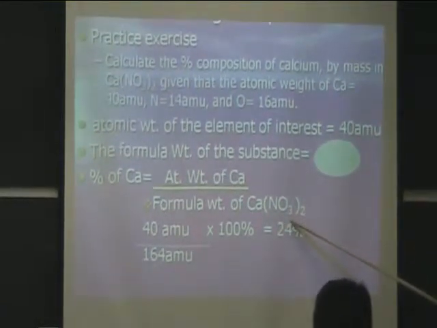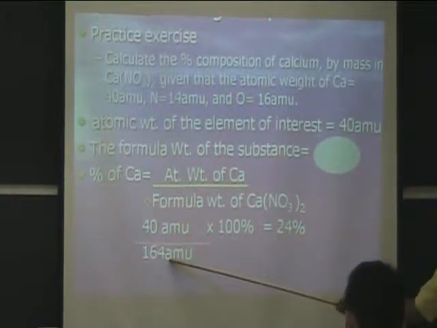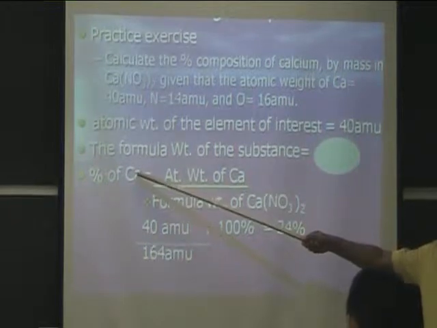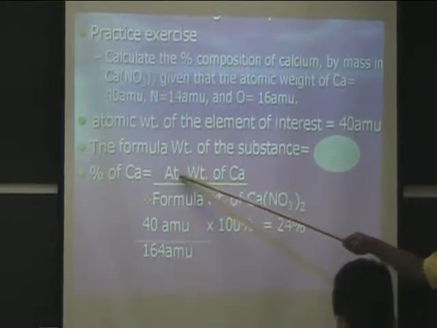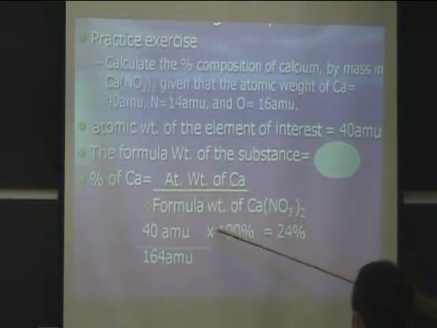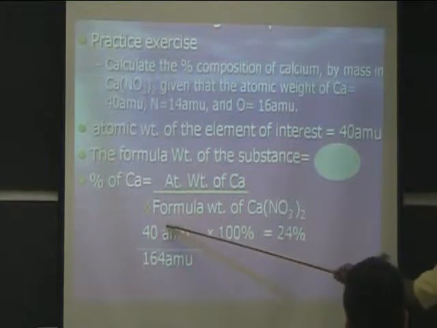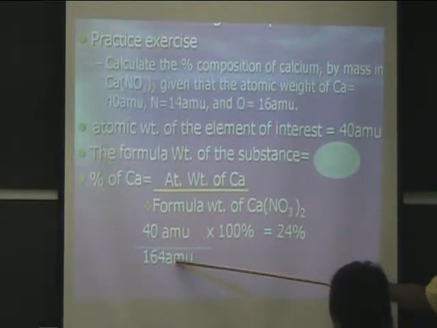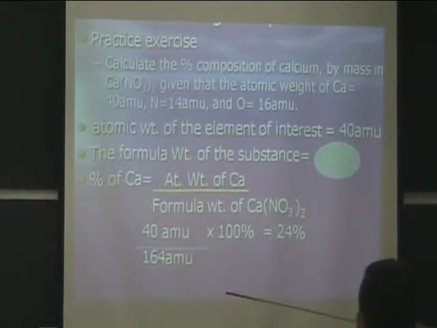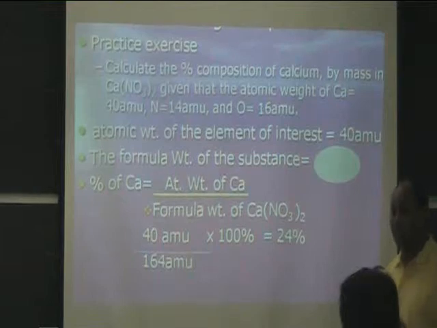6. So the total formula weight is written here. The percent of the element of interest, in this case calcium, is going to be the atomic weight of calcium divided by the formula weight of calcium nitrate times 100, which is 40 divided by 164 times 100. That's how we calculate the percentage composition of a particular element.